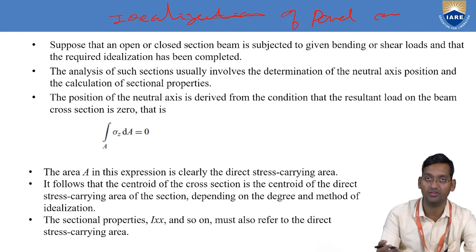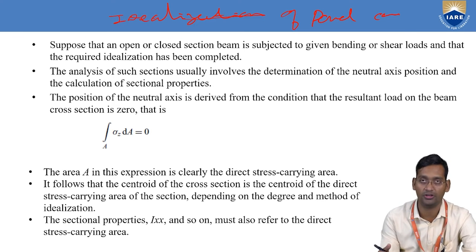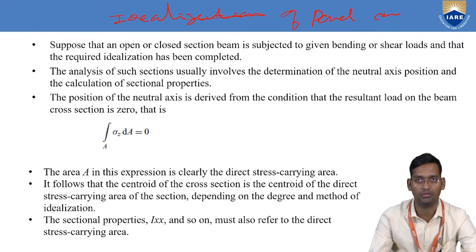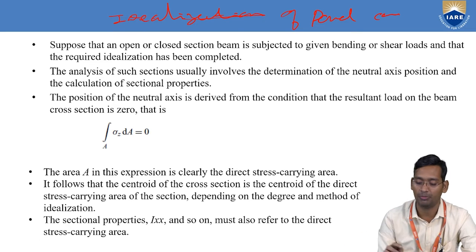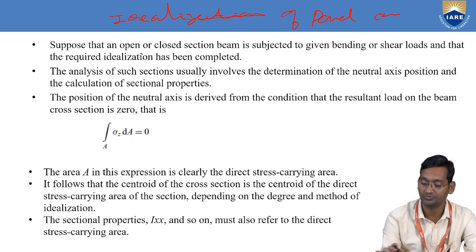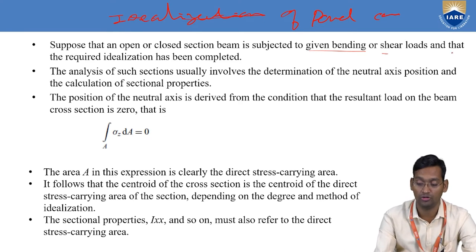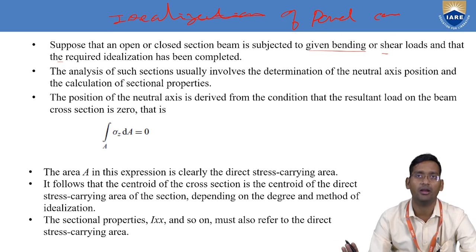Just see that we had seen how we just found the areas B1 and B2. Now for the next process, what will we do? Suppose it is an open or closed section, either one. For closed and open, it will be the same. Just for the open one, when we have to remove the wrapping, we will see that later. A closed section beam is subjected to given bending or shear load, and the required idealization has been completed. So after applying the shear load or bending, whatever is there, the idealization is completed.